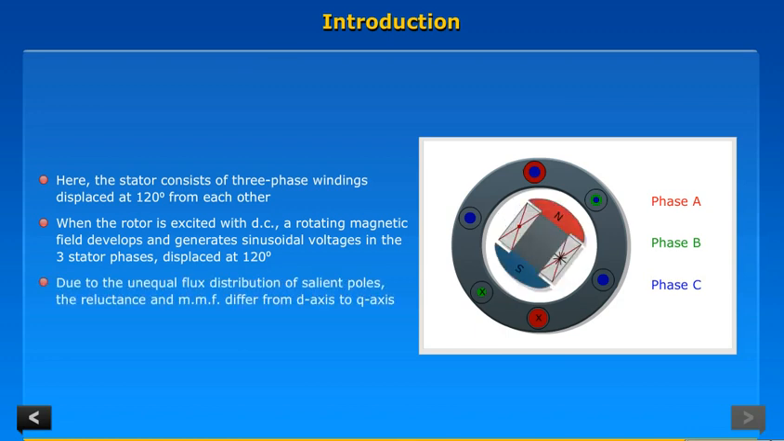Due to the unequal flux distribution of salient poles, the reluctance and MMF differ from D axis to Q axis.